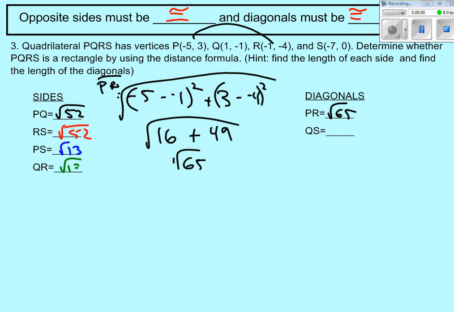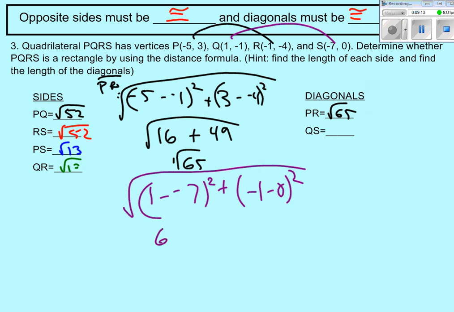So last piece of the puzzle here, QS. Let's see what we got. 1 minus negative 7, negative 1 minus 0. 8 squared is going to be 64. Negative 1 squared is going to be 1. So this is going to be the square root of 65. Yeah, that's my winner right there. Square root of 65, square root of 65. Absolutely, those two are going to be right. This whole thing is going to be a rectangle because those two are congruent.